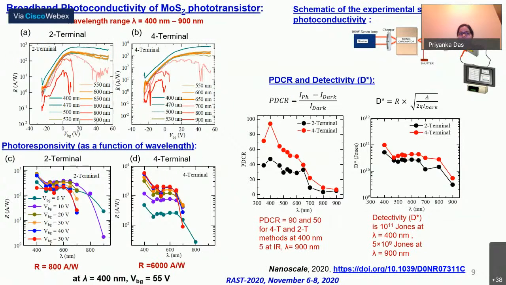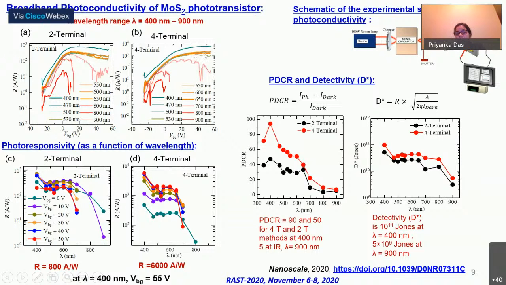So after carefully studying the responsivity under white light illumination, we also evaluated the broadband photoconductivity of these transistors for both 2-terminal and 4-terminal measurements. Here you can see figure A and B, the responsivity as a function of backgate voltage for different wavelengths. So in the two terminal case, you can see the responsivity increases up to 10 volt and then it slowly decreases. Whereas in the four terminal case, you can see the responsivity increases up to 40 volt and then it slowly saturates.